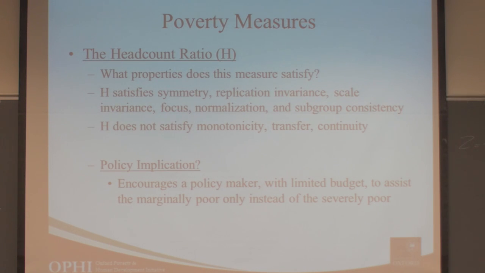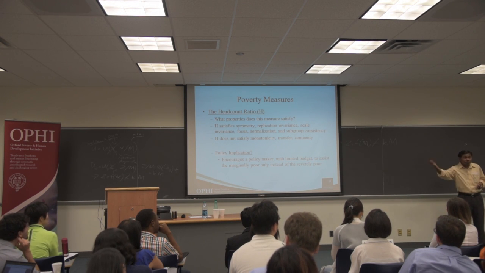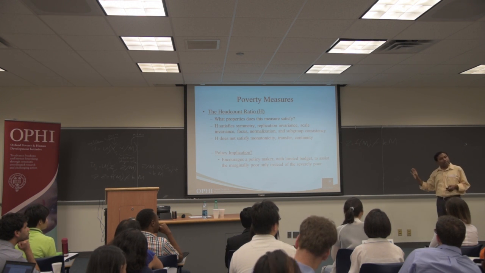Anyway, policy implication: it encourages a policymaker with a limited budget to assist the marginally poor, those who are living very close to the poverty line, and deliberately ignore those who are the poorest of the poor. Because if you have just $1 to pay, and it's an indivisible dollar, you cannot divide the dollar. You have this $1, who should you give it to? To those who are living very close to the poverty line, or those who are living really below the poverty line? You probably will end up giving it to the person who is living very close. If you give that $1, that person will cross the poverty line, right? So you can see how it can also drive the incentive of a particular policymaker.